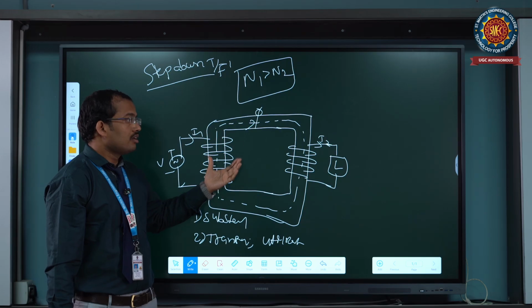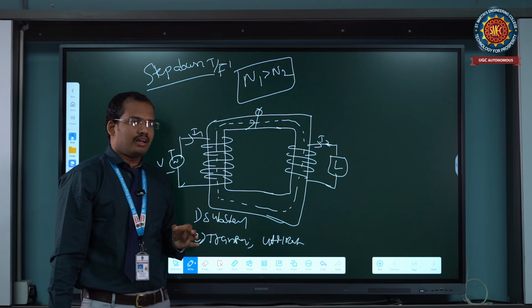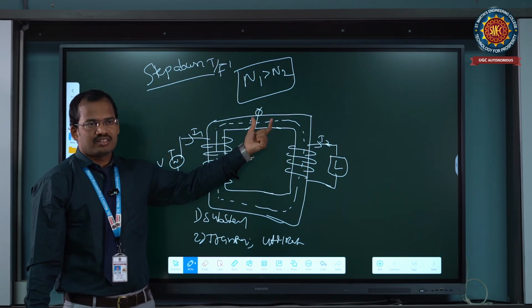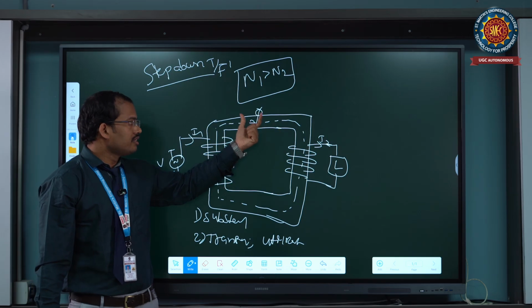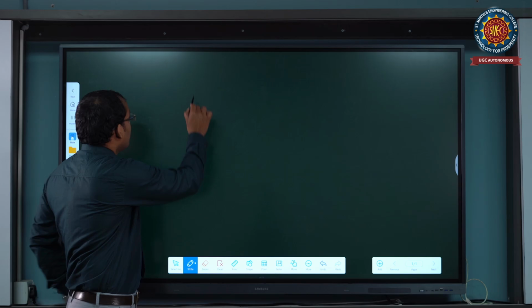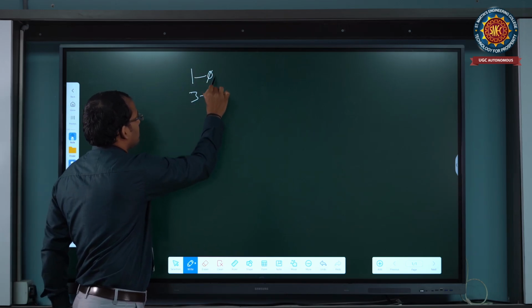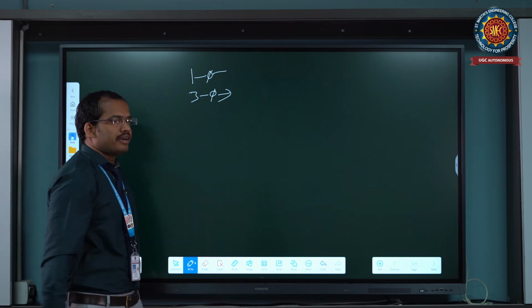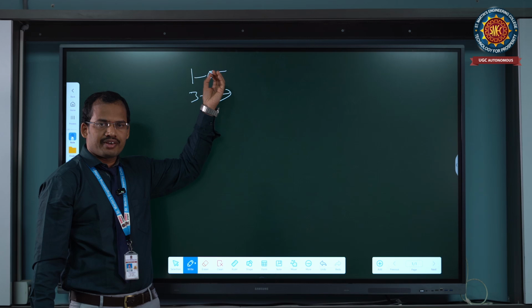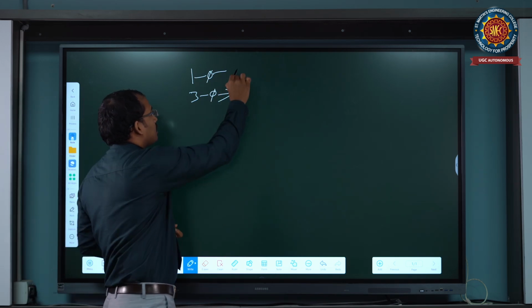So this is the single phase transformer. On the supply side, we have discussed a total of two types of transformers: single phase transformers and three phase transformers. Single phase transformers are used for domestic purposes.